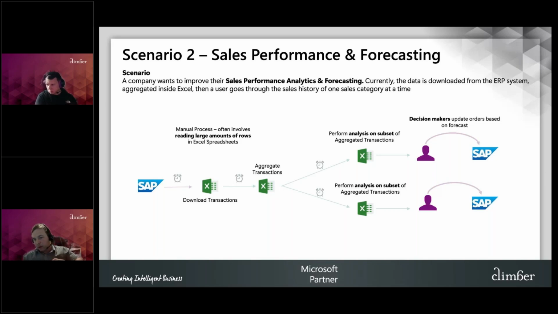In this scenario, the aggregated transaction volume is so great that it's going beyond the RAM limits of people's laptops, for example. So then they're doing analysis on subsets of those aggregated transactions, because they haven't got the firepower, or Excel hasn't got the ability to do it over the full sales transactions from the business.